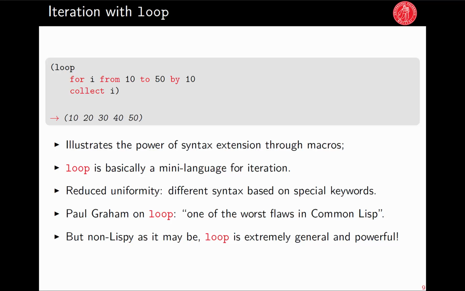So it has a different syntax, and you need to know the meaning of all these special keywords in order to be able to properly interpret what's going on. Paul Graham, who I also mentioned in the previous lecture, one of the gurus within the Common Lisp community, has written several great books on Lisp, and called loop one of the worst flaws in Common Lisp. That's exactly because of this thing that I just mentioned, that it breaks this nice property of uniformity.